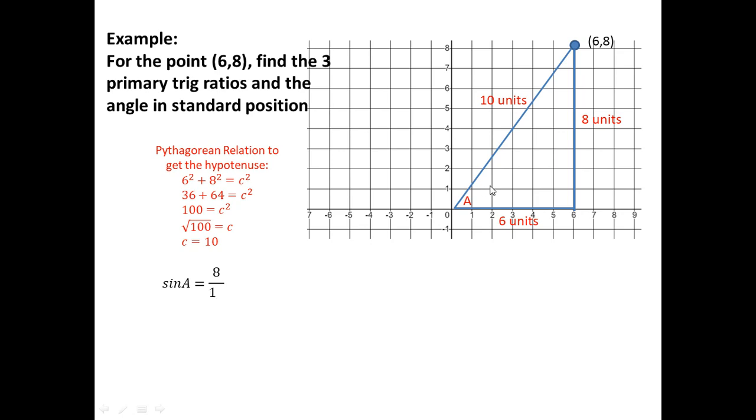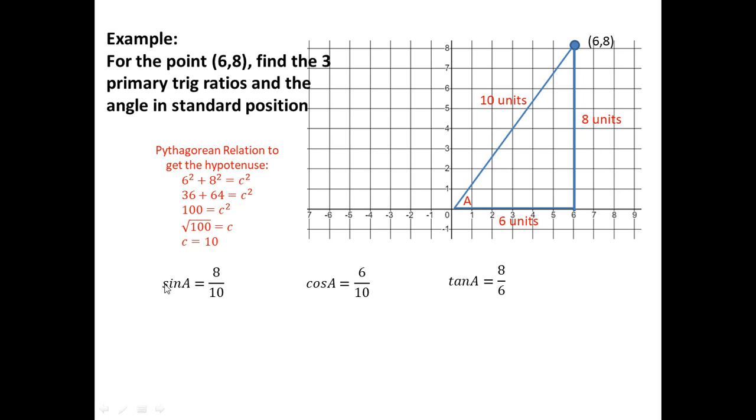So sine A is opposite over hypotenuse, 8 over 10. Cosine A is 6 over 10. And tangent A is equal to 8 over 6. Now this is the final answer if I'm only looking for my primary trig ratios, because I've found the ratios: 8 over 10, 6 over 10, 8 over 6. But the second part is asking us to find the angle in standard position.